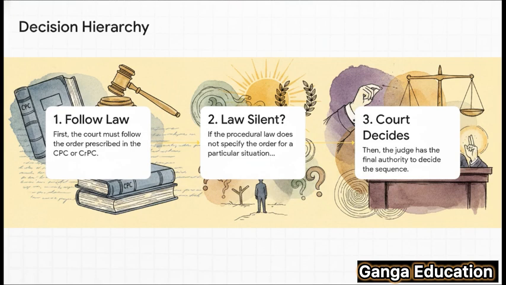It's a logical flow. Step 1. The court always starts by looking at the procedural laws, like CrPC or CPC. That's the first stop. Step 2. But what if the law is silent? What if there's no specific rule for this exact situation? Well, that leads to Step 3. The court's discretion kicks in, and the judge gets the final say on the sequence.